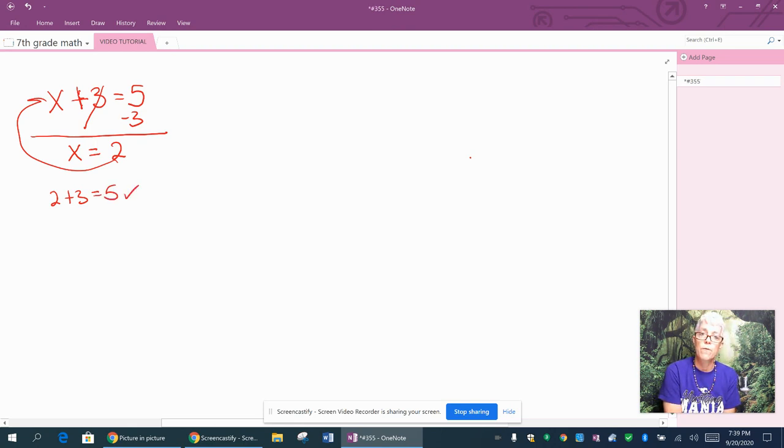Now let's do a different operation. We'll call this one y. Y minus 4 equals 6. What is the variable? Good, the y. What number is on the same side of the equal sign as the variable? Very good, 4. What operation is the 4 doing? Subtraction, very good. So the inverse operation of minus 4 is correct, plus 4, and we do that to both sides.